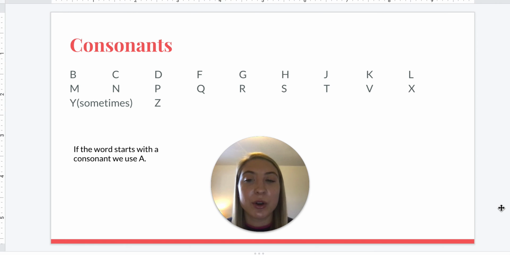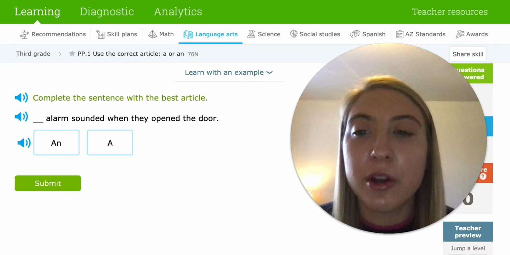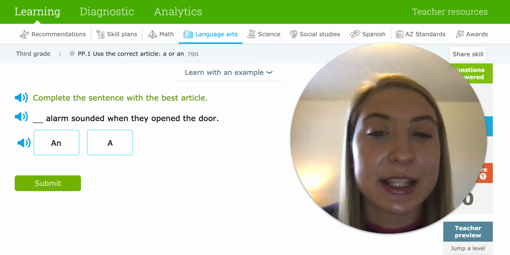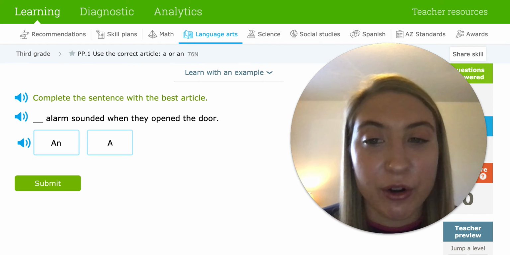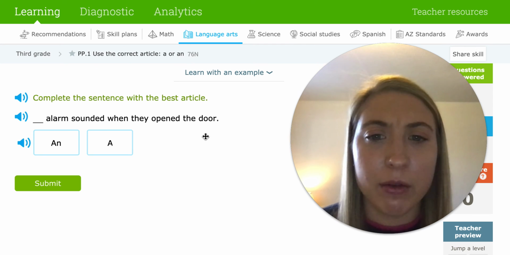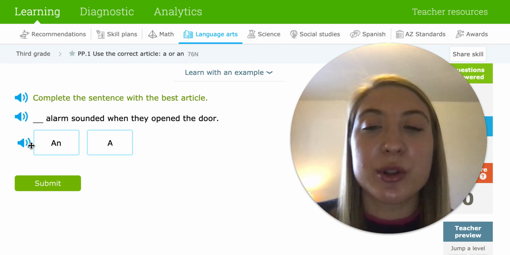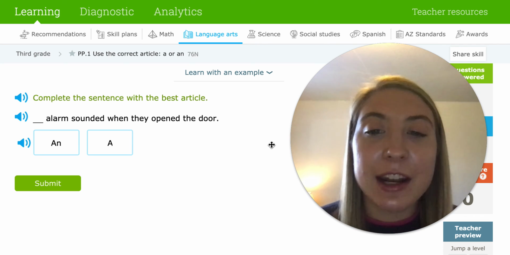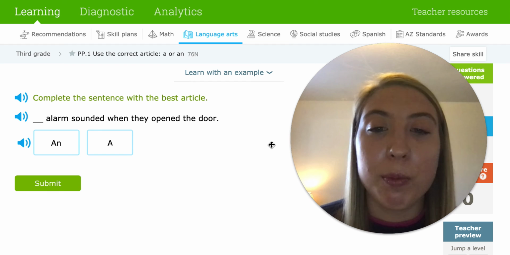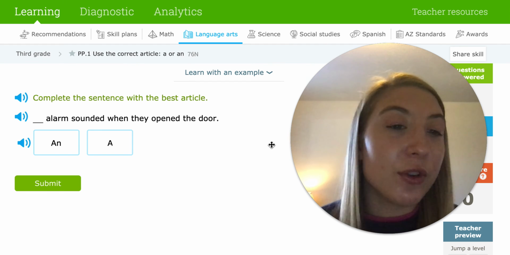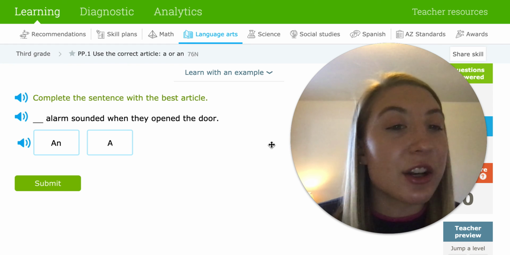So now let's do a quick example of our homework. For our homework, we have to complete the sentence with the best article. Blank alarm sounded when they opened the door. So the first thing we can do is read each example if it helps. An alarm sounded when they opened the door. A alarm sounded when they opened the door. And if you can hear which one makes sense, then just click on it.